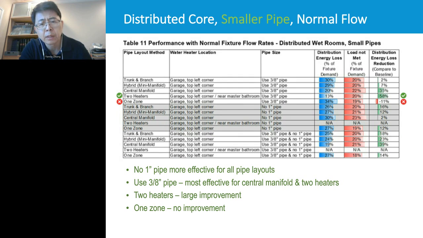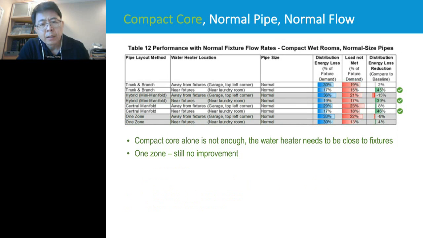If we see how using small pipe is going to affect the performance, again we can see that using 2 water heaters gives you a significant reduction. Also, the central manifold system using 3/8 pipe also gives you pretty good distribution loss reduction. So now let's look at the system with compact core. That means fixtures are close to each other. What we find is that the distribution loss is reduced only when the water heater is also moved close to the fixtures. So having fixtures located close to each other by itself is not enough. You also have to bring the water heater close to the fixtures.